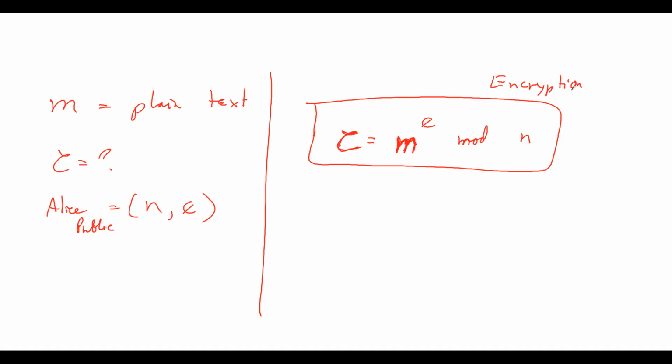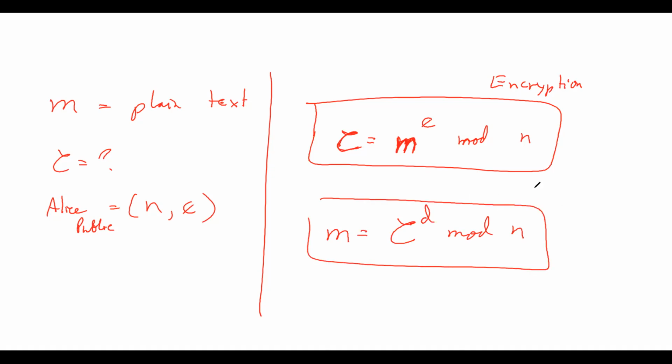On the other end, if we want to decrypt, that means we want to obtain the plain text message M. We can do C to the exponent D mod N. This is the decryption.